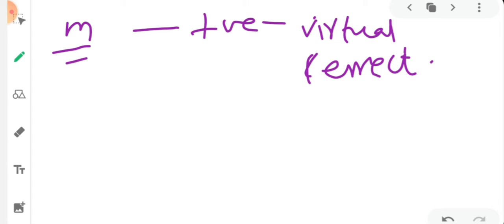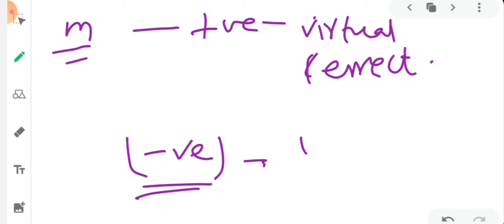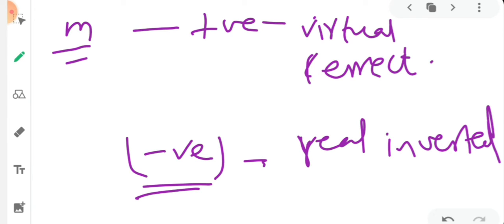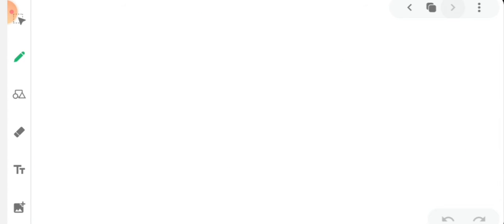If the image is virtual and erect, then only it is positive. And if the magnification is negative, it means that the image is real but it is inverted, it is not erect, it is inverted. One more significance we can write, considering it as mod.